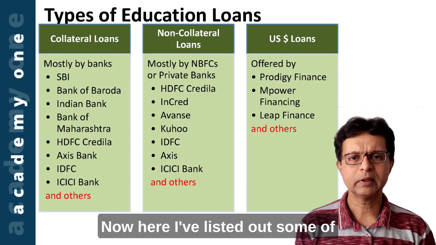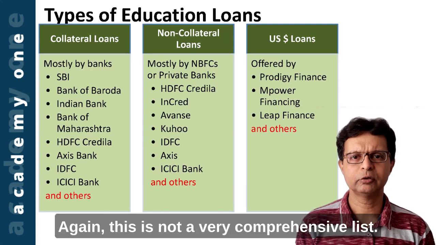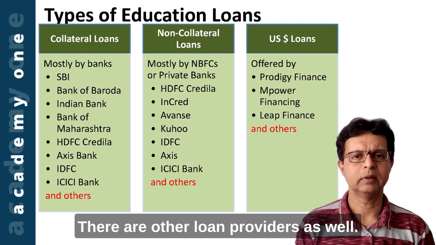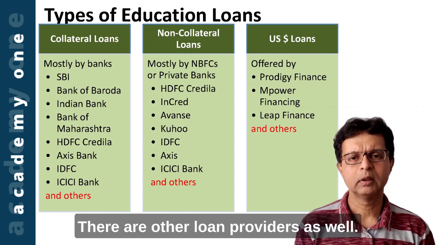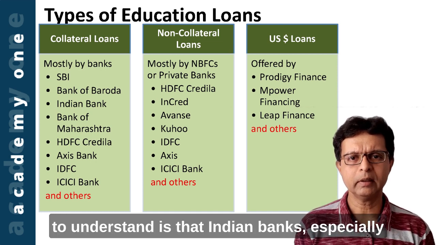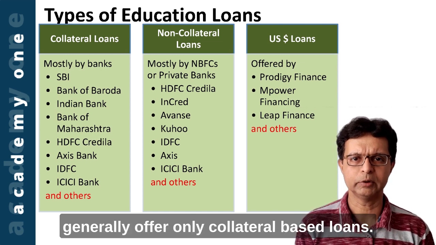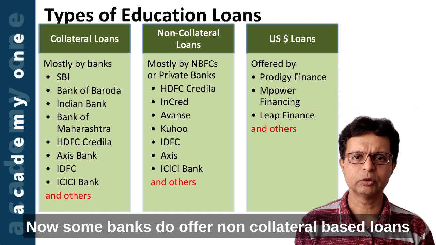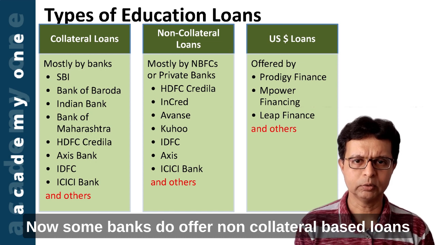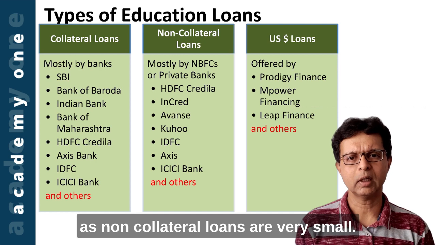Now here I have listed out some of the popular loan providers under each category. Again, this is not a very comprehensive list. There are other loan providers as well. But some key features that you need to understand is that Indian banks, especially the nationalized banks and cooperative banks, they generally offer only collateral based loans. Now, some banks do offer non collateral based loans as well, but then the amount that they offer as non collateral loans are very small.